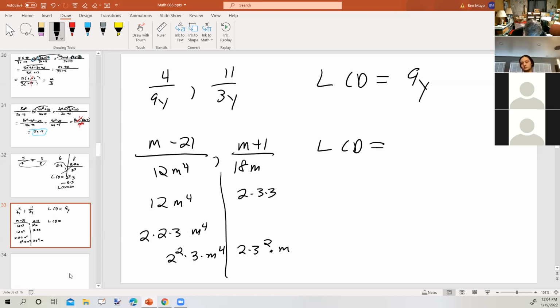So the LCD, I'm going to have what? 2 squared times 3 squared times m to the 4th, which is 4 times 9 times m to the 4th, which is 36m to the 4th. It's the product of the highest power of each prime factor.